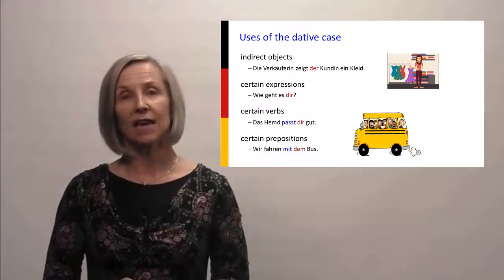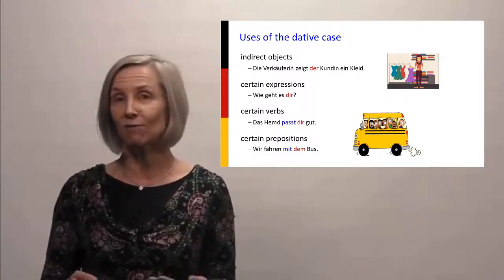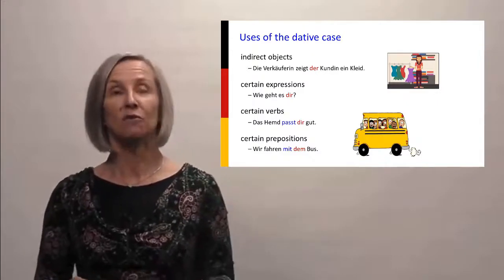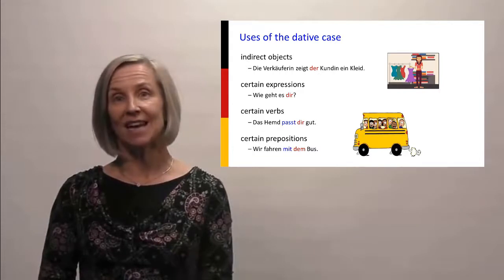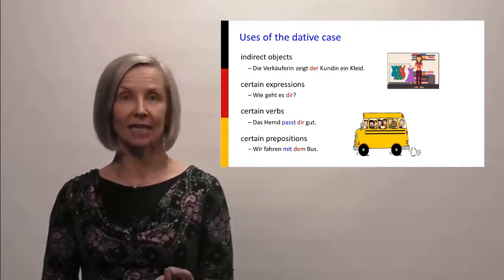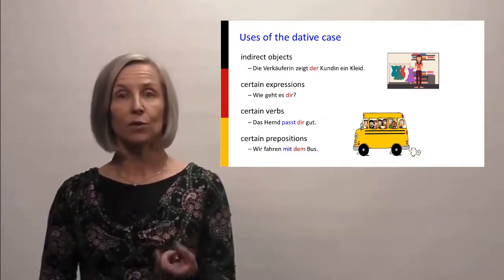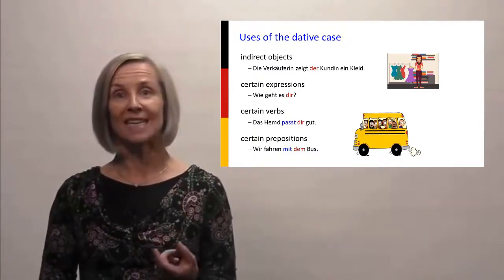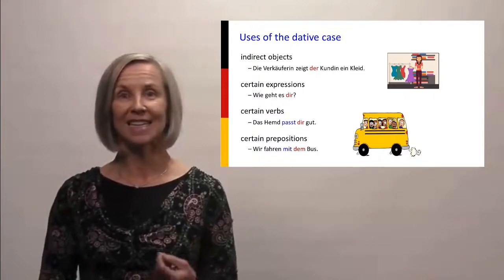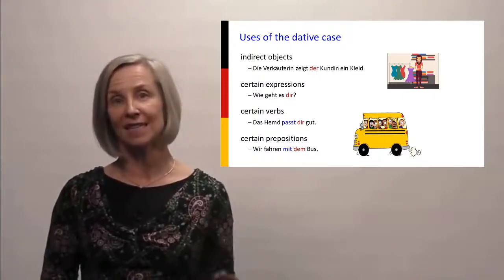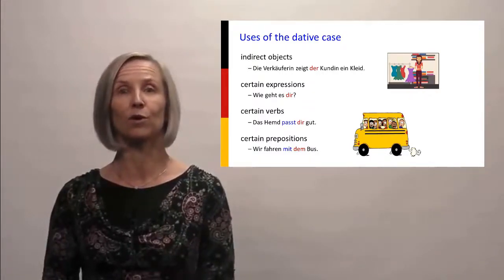Secondly, the dative case is used in certain expressions, and we've used one of these since the beginning of the semester. Wie geht es dir? How are you? That little word dir there, I can tell you now, is the dative form of the personal pronoun du. So du is the nominative form, dich we've learned is the accusative form, and now we'll learn that dir is the dative form of that second person singular informal word for you.